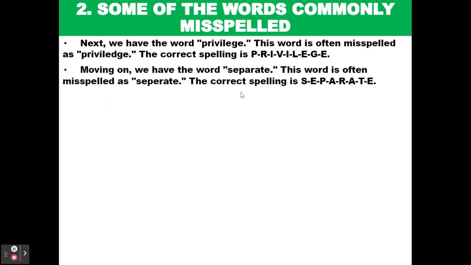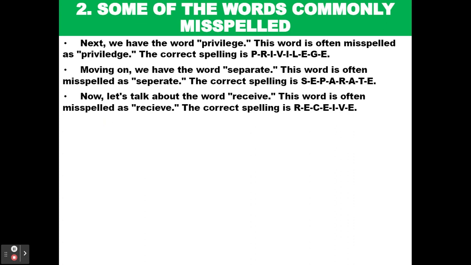Moving on, we have the word separate. This word is often misspelled as SEPERATE. The correct spelling is SEPARATE, separate. All right? It's one of the words commonly misspelled.